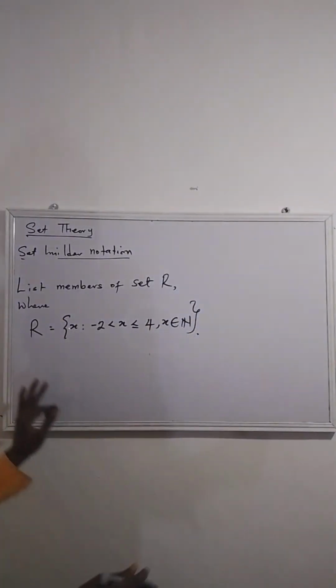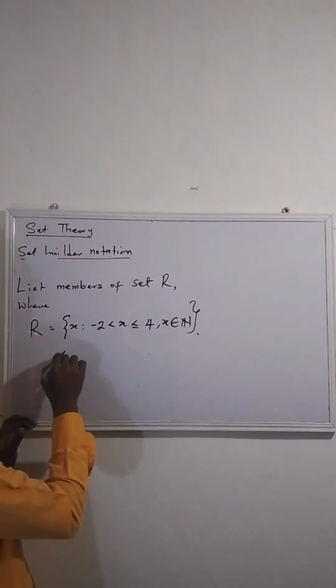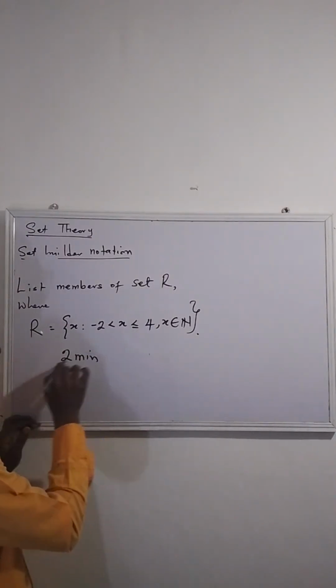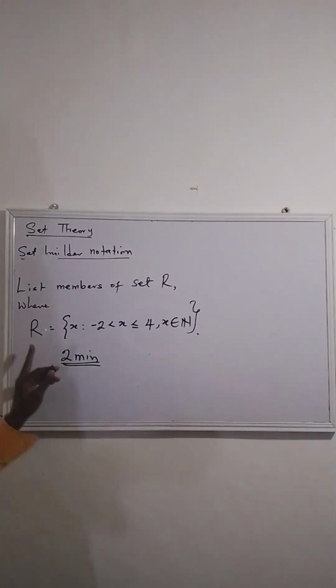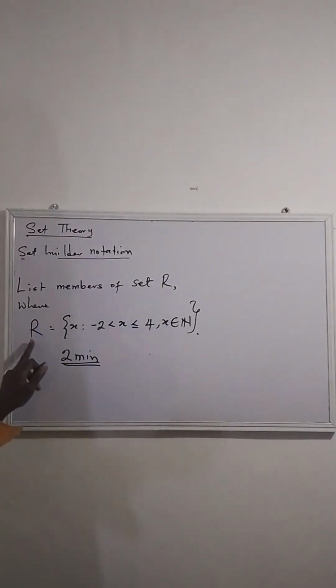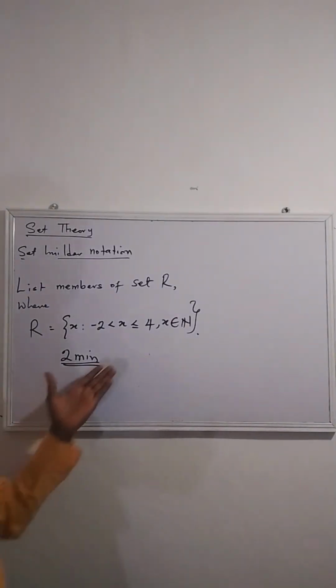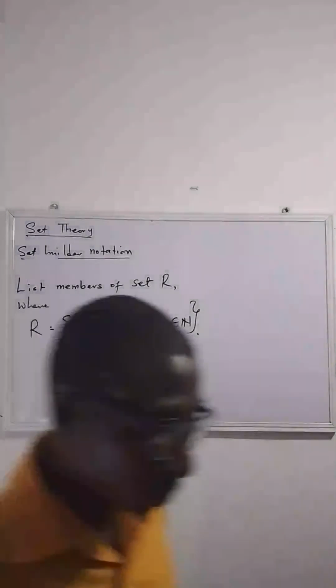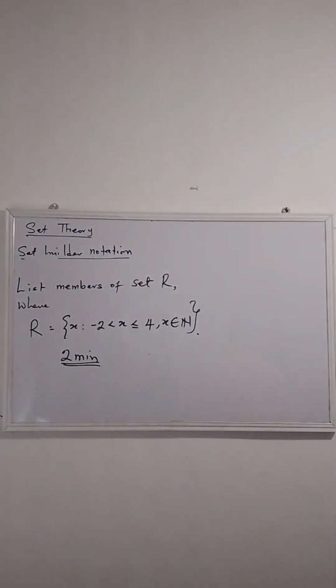Okay, so now let's quickly do this one in 2 minutes. Now, list members of set R, where set R is this. Do this and drop your answer in the comment section.